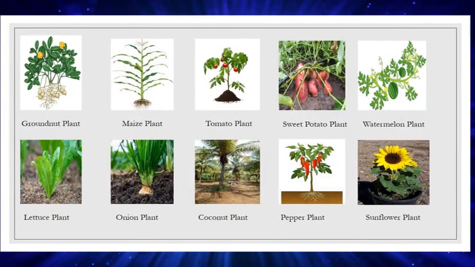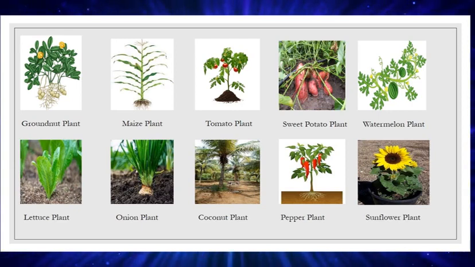Okay, we're back to the next slide. First example is the ginger plant. See how nice it is. You have the maize plant, you have the tomato plant, you have the sweet potato plant, you have the watermelon plant, you have the lettuce plant, onion plant, coconut plant, pepper plant, and sunflower plant.